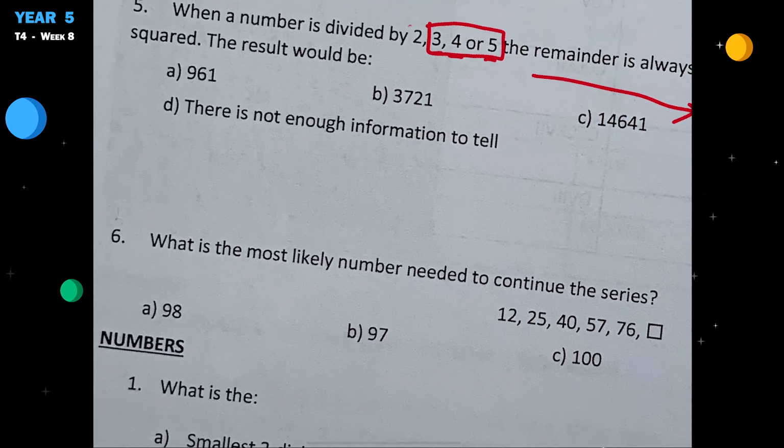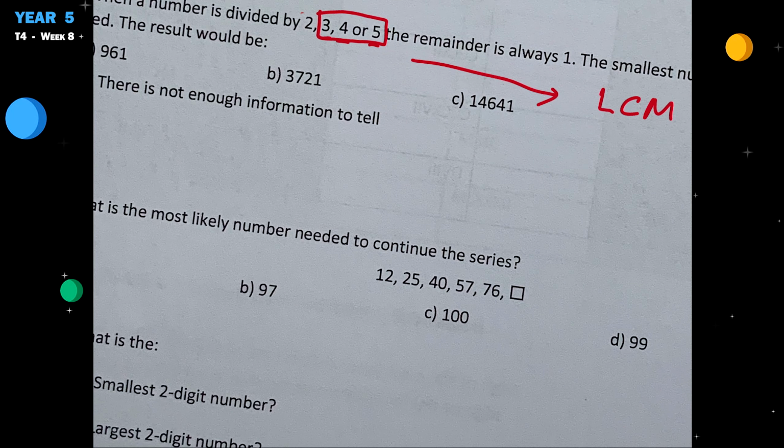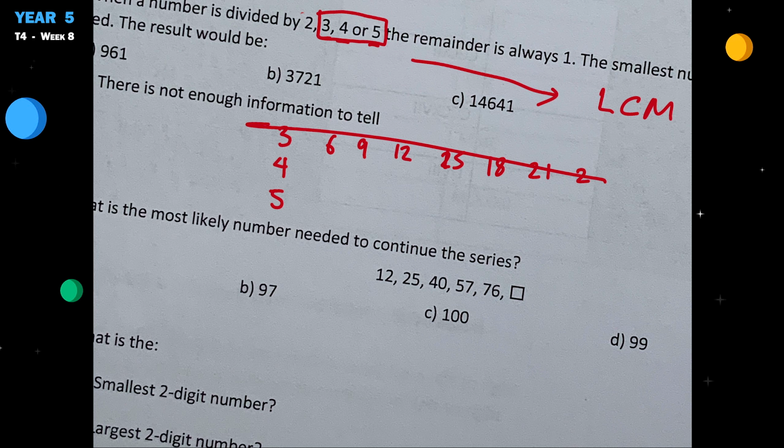So, okay. Let's have a look. What's the lowest common multiple of 3, 4, 5? Let's have a look at 3, 4, and 5. 3, 6, 9, 12, 15, 18, 21. Oh my god, this is going to take forever.